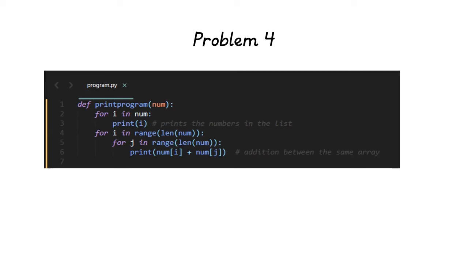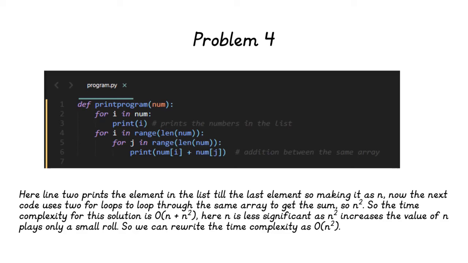Well, I hope you got the answer. If not, it's okay. Let us work out this problem together. Here, line 2 prints the element in the list till the last element, so making it as n. Now, the next code uses for loop to loop through the same array to get the sum, so it's n square. So, the time complexity for this problem is big O of n plus n square.